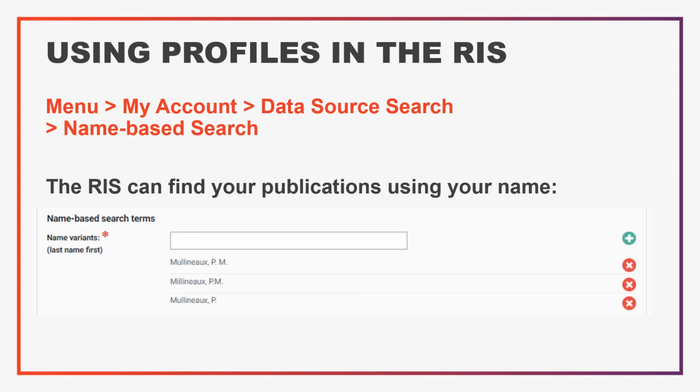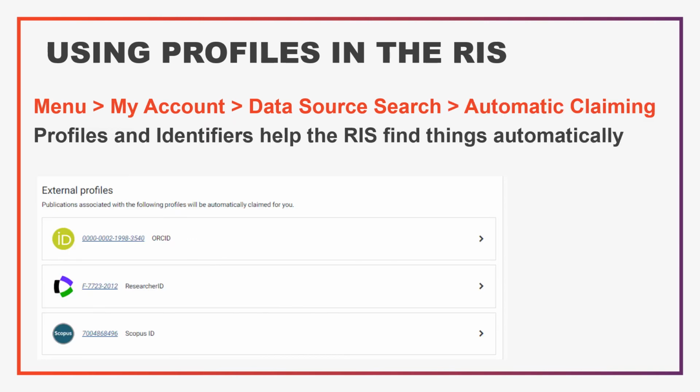Within the RIS, you can do fairly simple name-based searches, but if you have a common name, this can be quite problematic. A way around this is to engage with the online research profiles we've spoken about previously, as you can tell the RIS about your different researcher IDs.